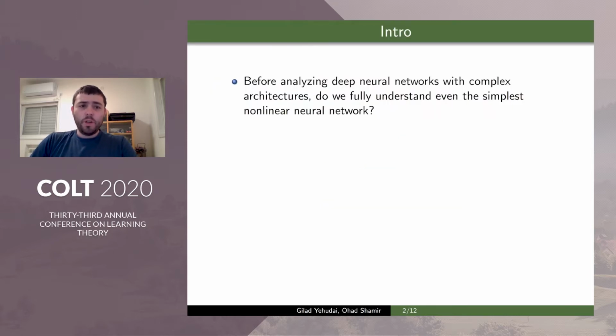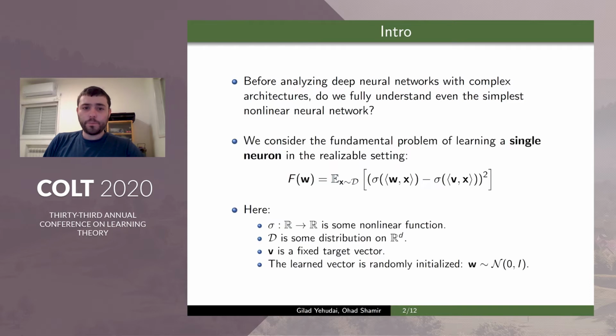So the question we asked ourselves in this work is, before analyzing deep neural networks with complex architectures, do we really fully understand even the most simple non-linear neural network we can think of? And I think the simplest neural network we can think of consists of only one single neuron. So we consider this fundamental problem of learning a single neuron in the realizable setting.